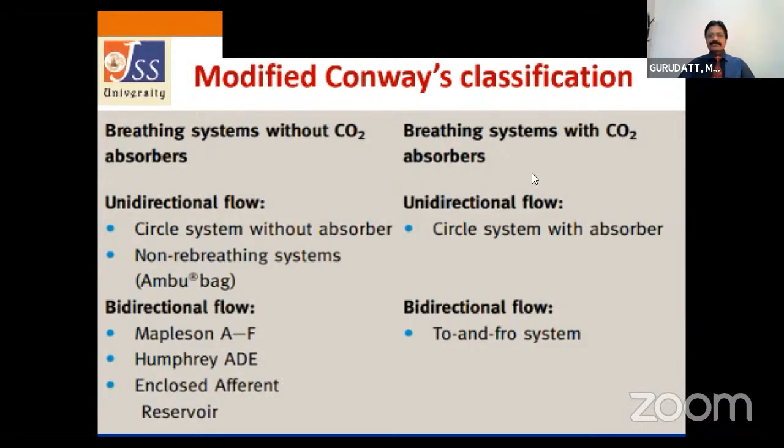Again, coming to the breathing systems with carbon dioxide absorption, again subclassified as unidirectional flow and bidirectional flow. Unidirectional flow is our circle system, which every day we are using. Bidirectional flow was the to and fro system, which was introduced by Waters. So let us discuss each one of these things. Of course, circle system without absorber, I need not discuss. I'll discuss the regular circle system with the unidirectional flow.